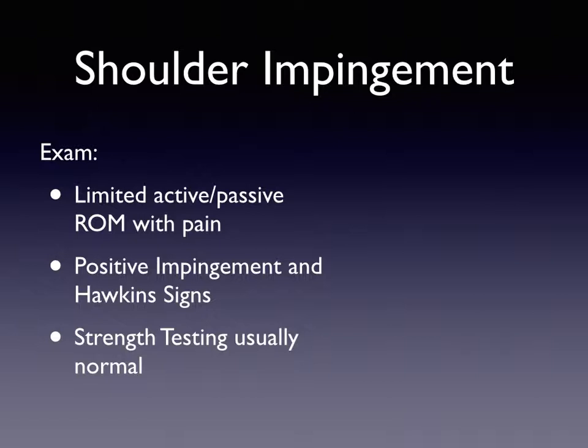There's a test called Hawkins, which is bringing the arm across the body or raising the arm above one's head, and people will often report pain with that. Usually the strength is normal.